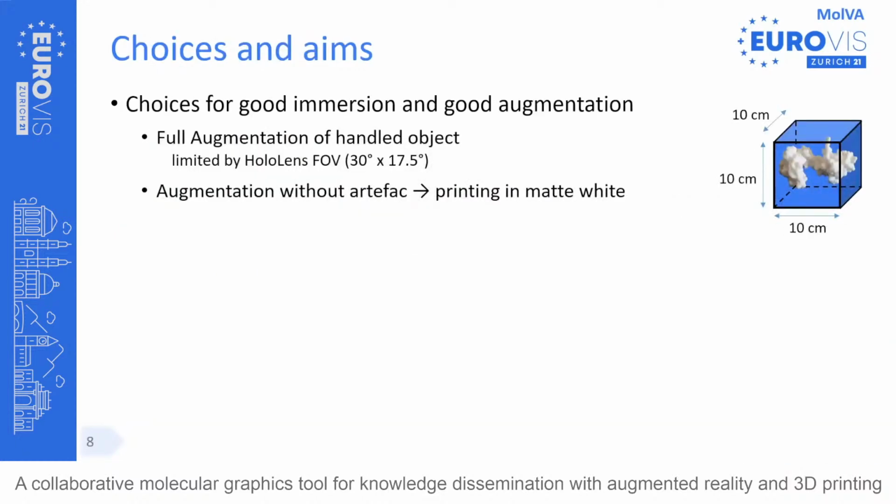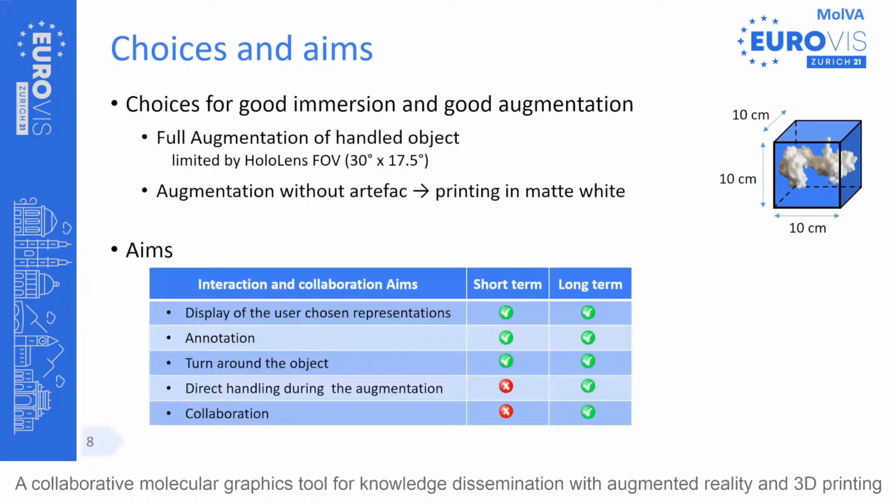When designing this tool, we wanted to keep a good immersion and good augmentation. The FOV of the first HoloLens, the headset chosen here, is very limited, so we chose the size of the printed molecule so that the user can see it fully augmented when he holds it. The maximum size of the enclosing volume is therefore 10 by 10 by 10 centimeters. Moreover, it's printed in white matte to prevent the appearance of artifacts of the augmentation.